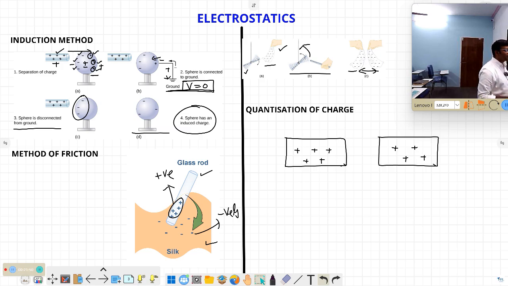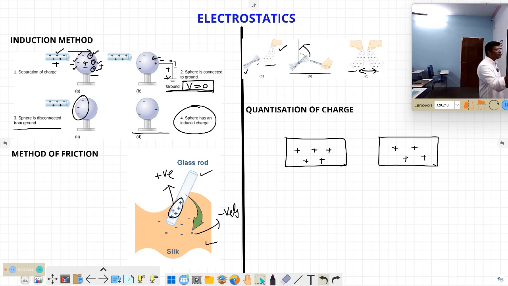So in this case, which is more positively charged, which is less positively charged? By looking at the diagram, we can tell, but we can't see inside the body how many charges are present. So the calculation of the charges which are acquired by the body at static condition, we can explain using the quantization of the charge concept.